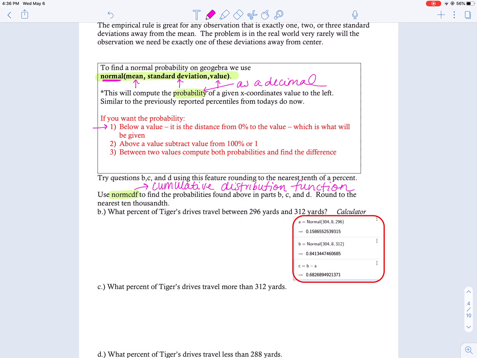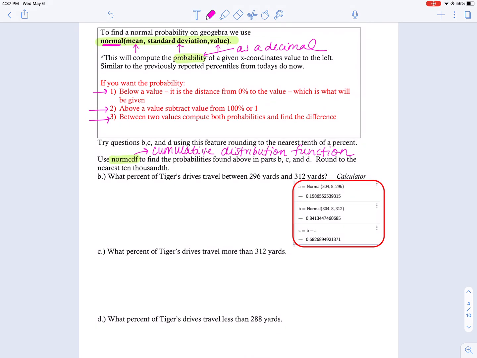If you are looking for everything above that value, so very different, above the value, you have to subtract that value from 1 or 100%. And if you're being asked the probability between 2 values, you're going to have to find both and then find the difference between them. Okay, so that's really important.